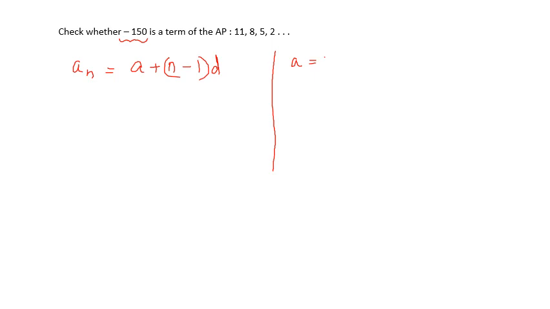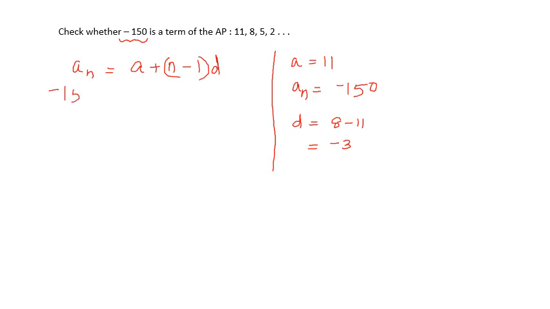A equal to 11. Then an is equal to, what is an given as? Minus 150. Then what is d? 8 minus 11. What is the answer? 8 minus 11 is minus 3. Okay, you got it.